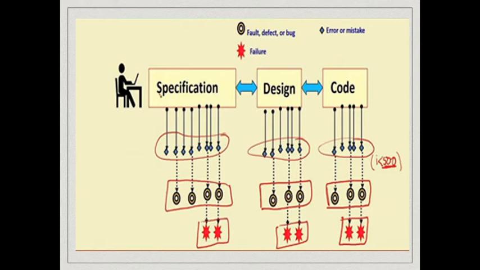So only some of the errors become faults, defects or bugs, and not all the bugs result in failures. Maybe the test data that is normally given does not cause these bugs to express, and some of the bugs cause failures. So we can say that the mistakes or errors on the part of a programmer, some of them cause bugs or faults, and some of the faults cause failures.